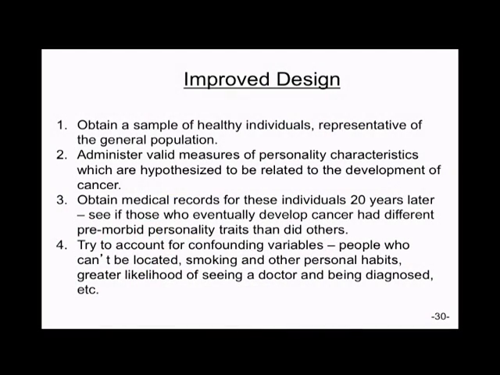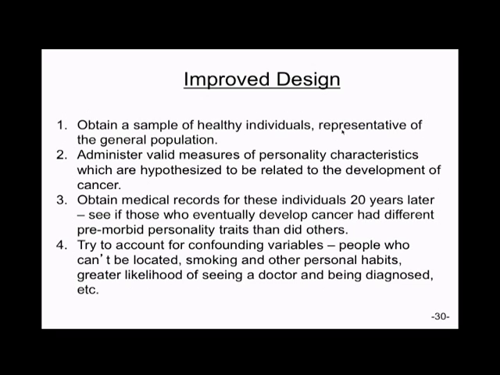So how would we improve on this study? Well, here would be a way to do it. Start out with a sample of healthy individuals that's representative of the general population. Administer valid measures of personality characteristics that we have some suspicion might relate to the later development of cancer. Obtain medical records for these individuals 20 years later and see if those who eventually developed cancer had different pre-morbid personality traits than other people did.